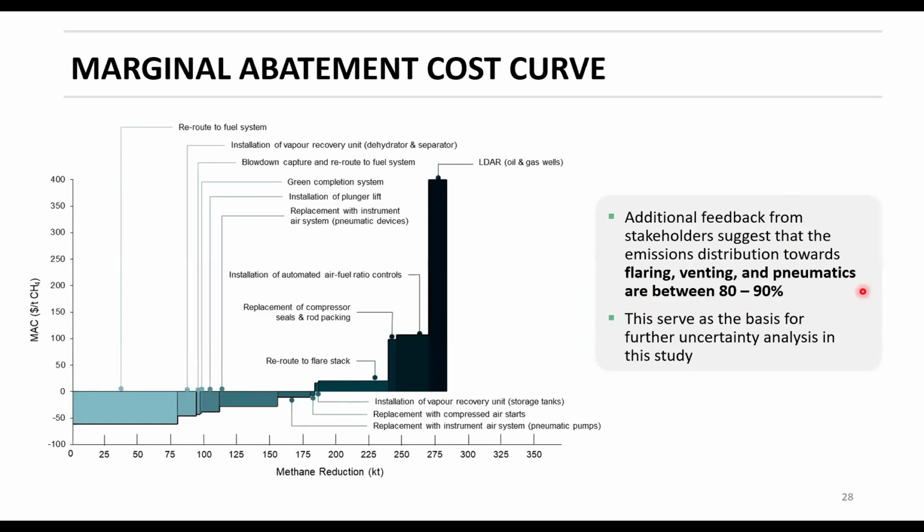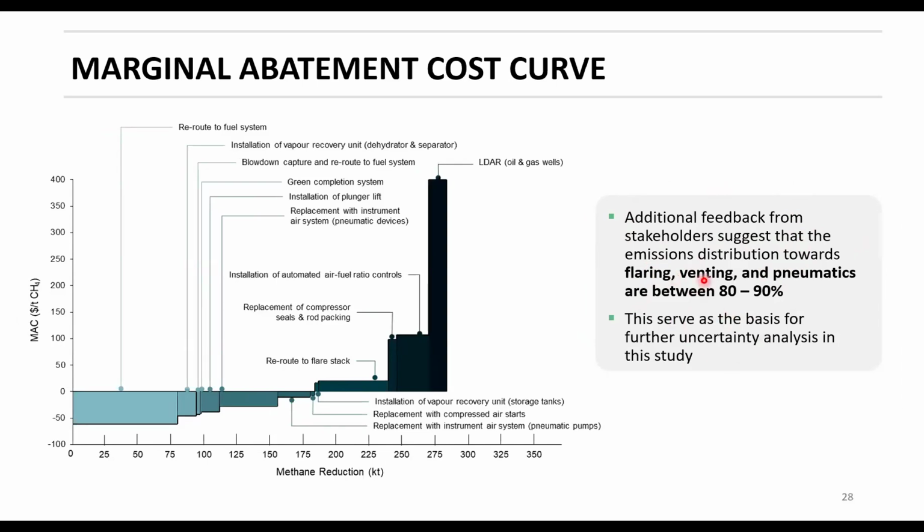But now, to the point of why we had to update the analysis for today's presentation: we got additional feedback from stakeholders saying that the emissions distribution for flaring, venting, and pneumatics is between 80% to 90% of the distribution. If you remember earlier, what we did was we used 85%. So that's a nice sweet spot in the middle. But looking at the fact that it could be between 80 and 90, we had to update and look at the analysis and come up with a much bigger range if necessary to quote the uncertainty behind here.